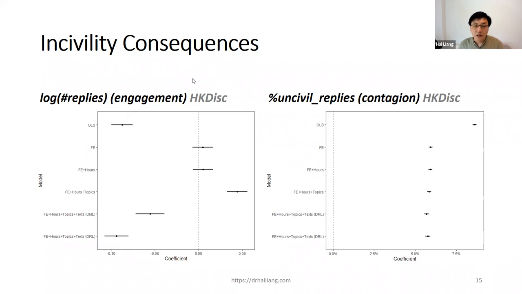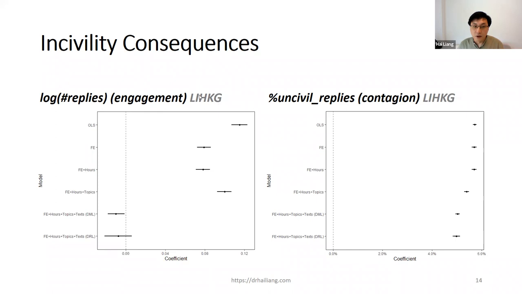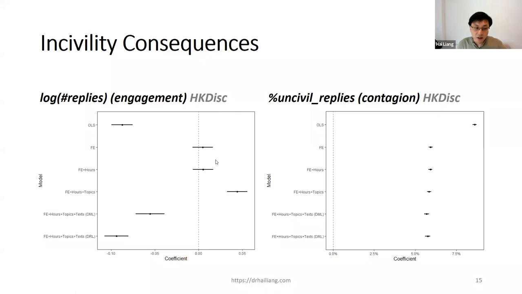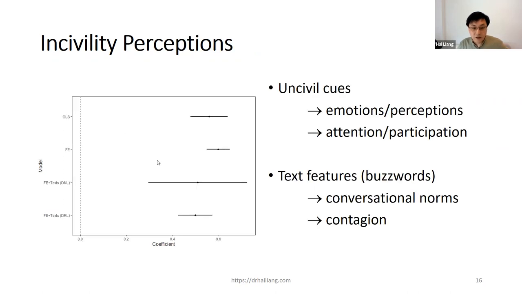You will see this is for the different forums. This is for LIHKG, and this is for Hong Kong Discuss. So using the double machine learning and the W robust models, you will see the estimations are consistent, even across the discussion forums, but not for OLS, ordinary least squares estimation.